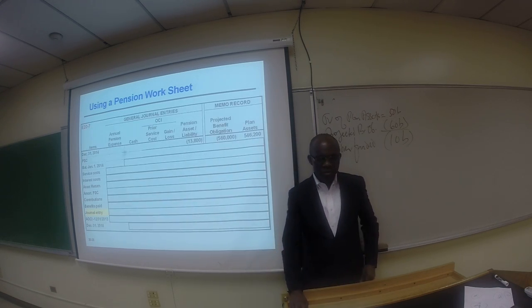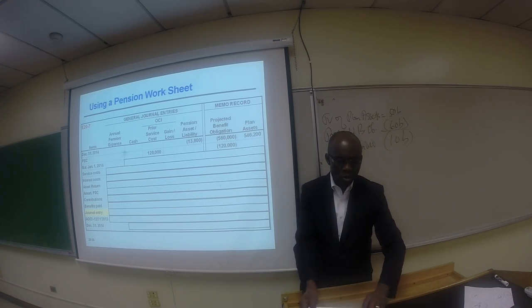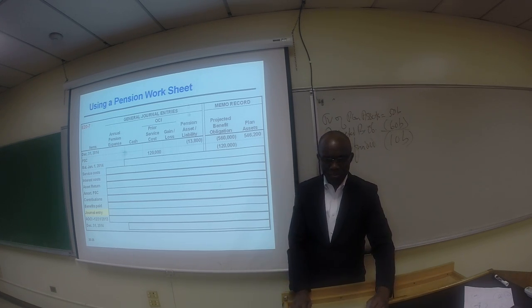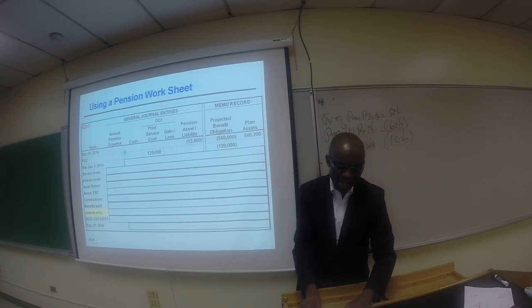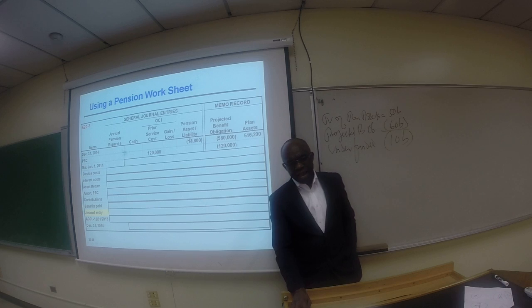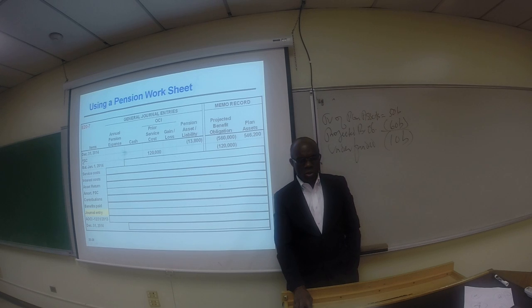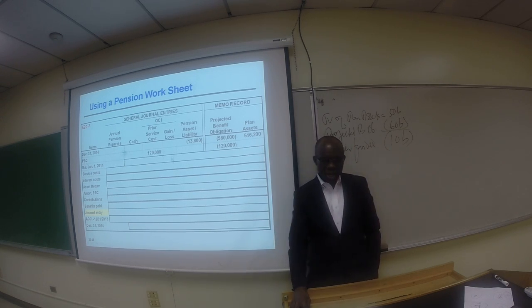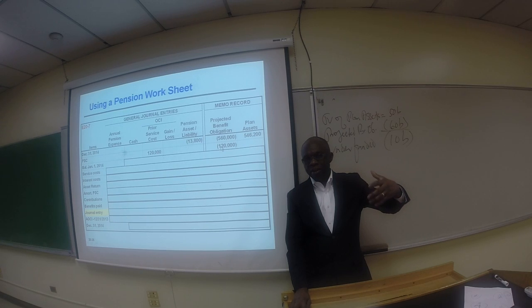So let's take a look at what we have here. Look at the first row. On December 31st, 2014, the projected benefit obligation is $560,000. The plan asset, as we indicated, is $546,200. So from the get-go, we have a $13,800 underfunded pension plan. The prior service cost here, as we indicated, is $120,000. The prior service cost obviously increases the projected benefit obligation.